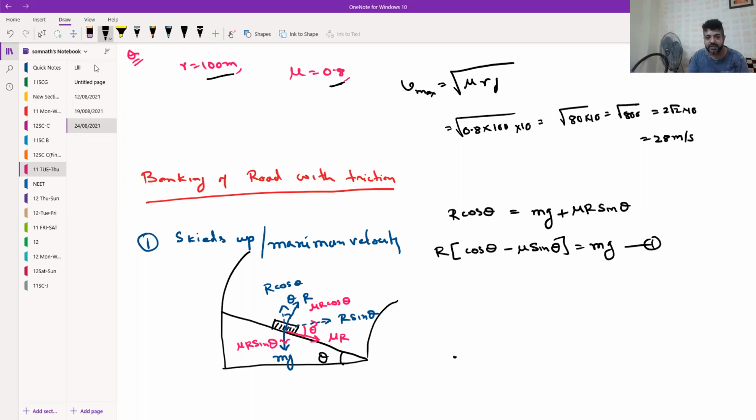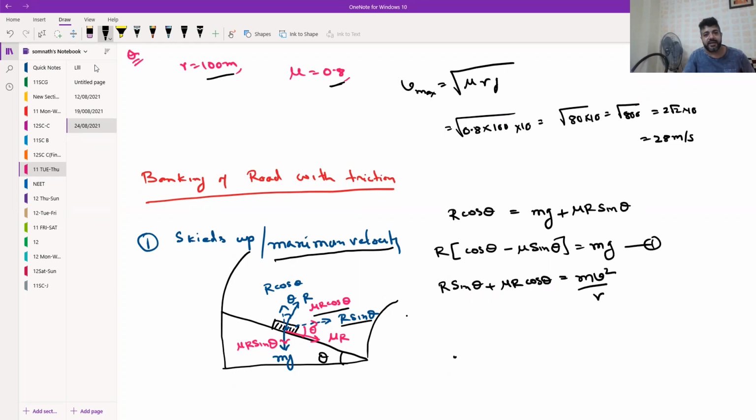Similarly, if you see towards the center, how many forces apply? Two forces, this one and this one. As two forces apply, that means net force towards the center. If the force towards the center increases, that means velocity increases. So that's why this is the maximum speed. So what can we write? We can write R sin theta plus mu R cos theta towards the center, m v square by r.